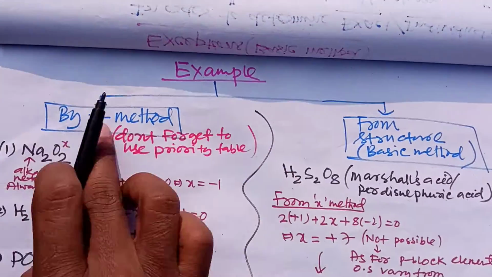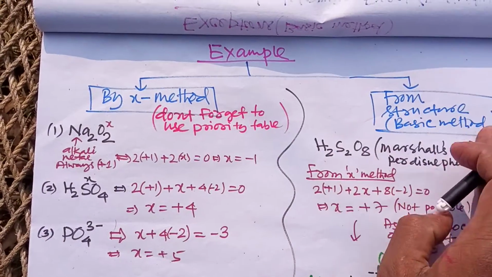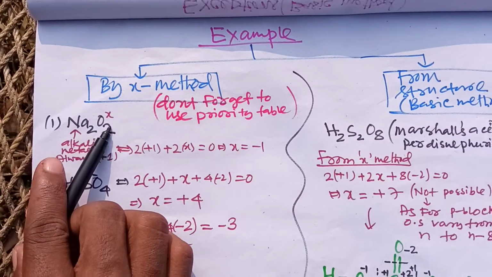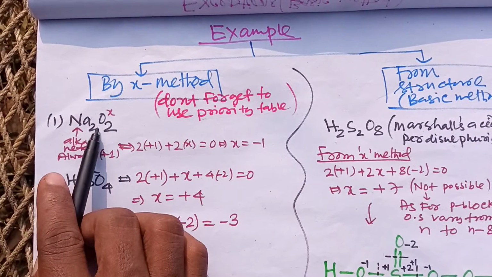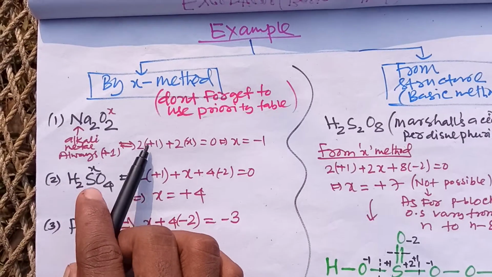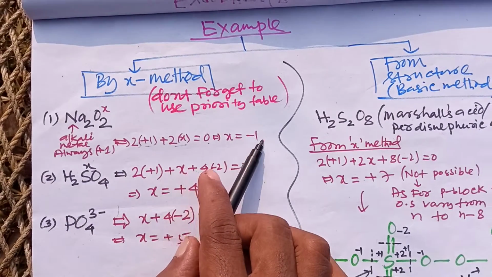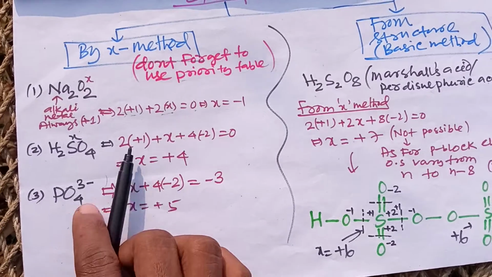So here are some examples. We can determine the oxidation number by the x method, and the other is the structural method. Here is an example, Na2O2. First of all, you have to use the priority order. As sodium is an alkali metal, it is always +1. So by applying 2 into +1 plus 2x equals 0, we get x equal to -1. Similarly, other examples can also be determined.